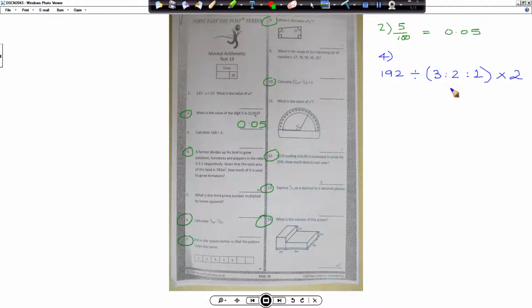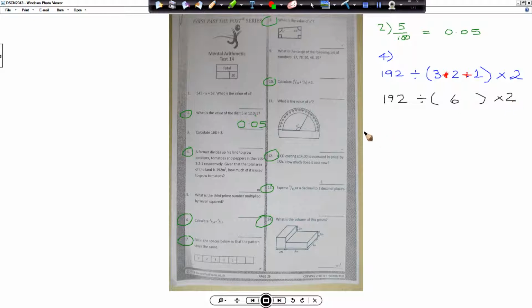So a ratio involves division and addition. I'm going to show you here the ratio bit into addition. So we're going to add the ratio up: 6. So we've got 192. We're going to divide it by the ratio, which gives us 6, and then we're going to multiply the answer by 2.